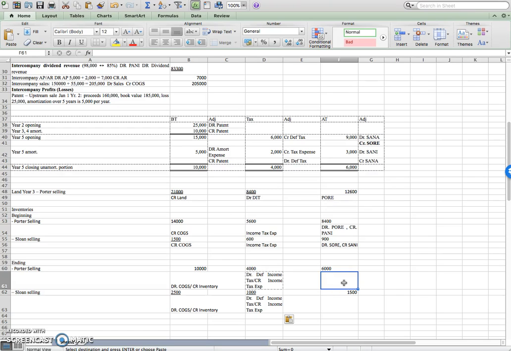So when Porter is selling down to Sloan, how we're going to capture it is actually within our PANI, so the adjusted assets on the parent side. When Sloan is selling to Porter, we're going to capture it both in SANI and SANA. So SANI here and a credit to SANA.